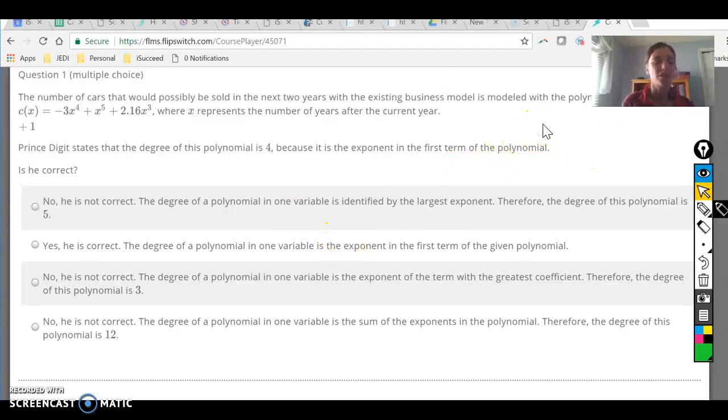Okay. So Prince Digit states that the degree of the polynomial is 4 because it is the exponent in the first term of the polynomial. Hopefully, after going through this lesson, you all know that the degree of the polynomial is defined by the largest exponent. So in this case, it should be 5.